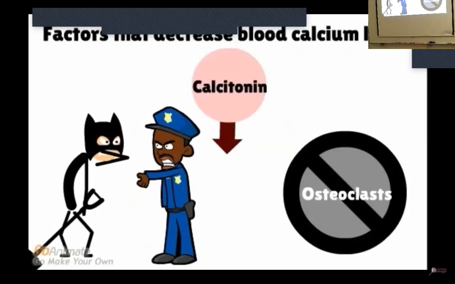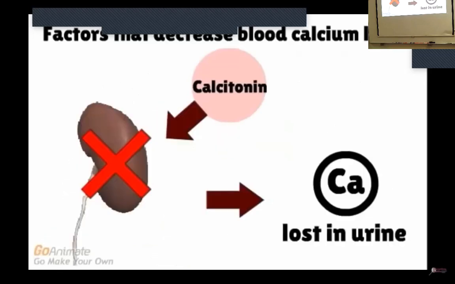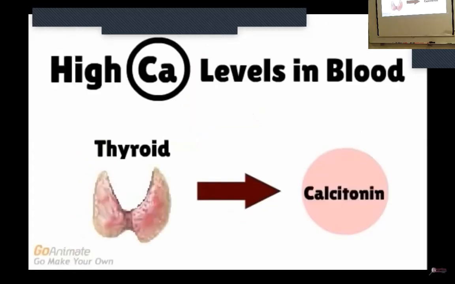Thus, calcitonin stops the osteoclasts from doing their job. Calcitonin also inhibits the reabsorption of calcium within the kidneys. This means that more calcium is flushed out of the body through urine, thus lowering calcium levels within the bloodstream. So basically, when blood calcium levels are high, calcitonin is secreted, which signals for osteoclasts to be inhibited and for the reabsorption of calcium in the kidneys to be inhibited. Thus, blood calcium is decreased.